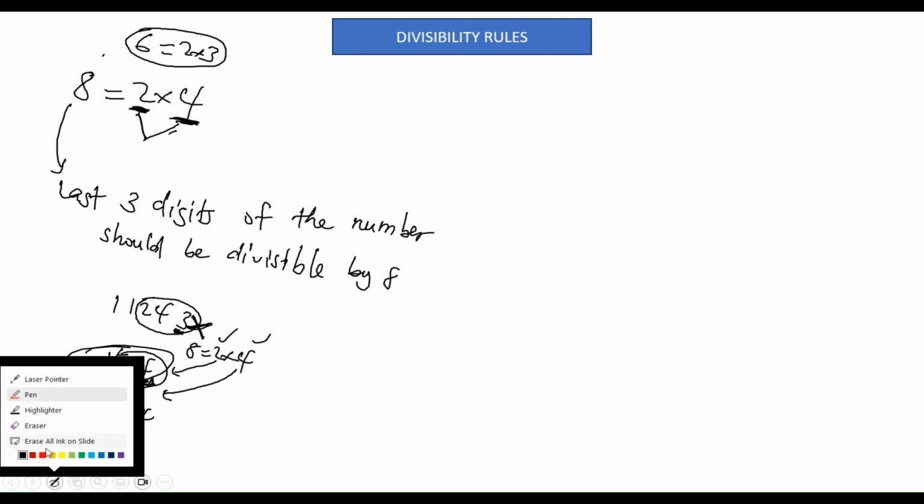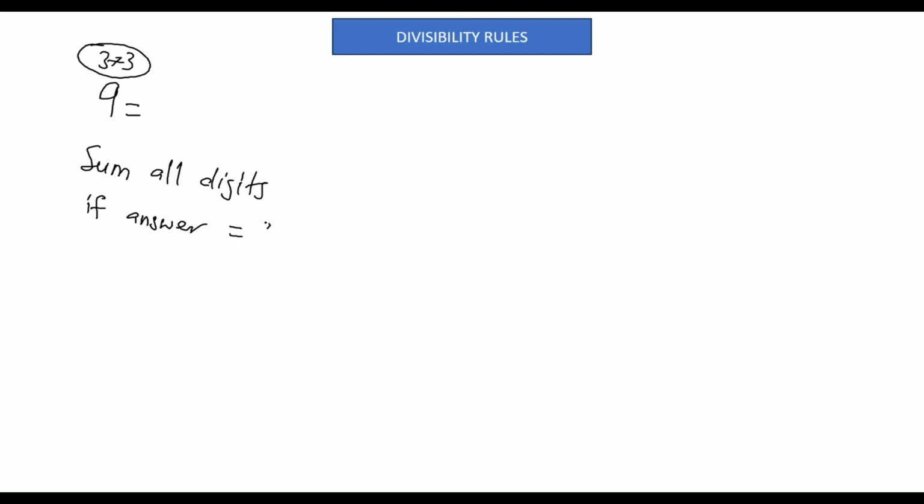The next one is divisibility by 9. We know that 9 contains 3 by 3, right? In the case of 3, what we were doing is that we sum the digits. Over here too, for divisibility by 9, we also sum all digits of the number. If the answer equals 9 or a multiple of 9, then it qualifies. Otherwise, it doesn't.